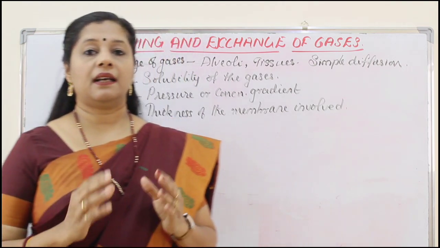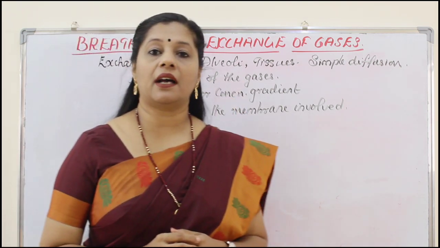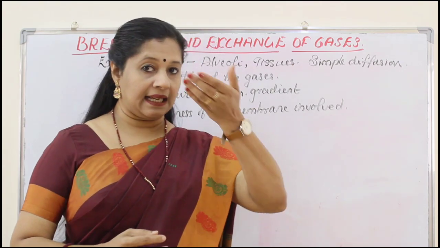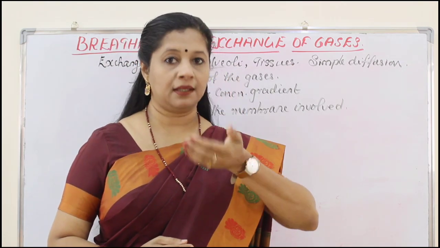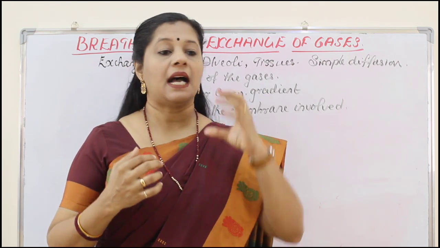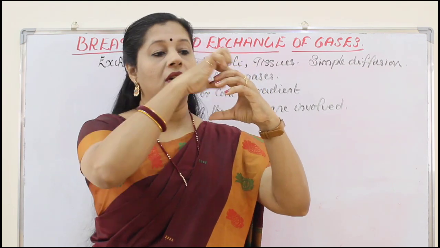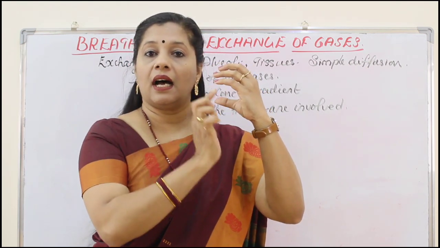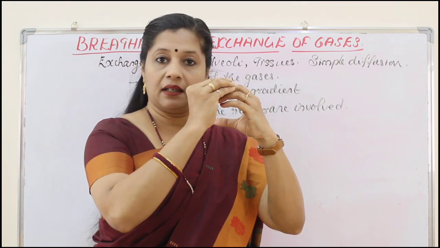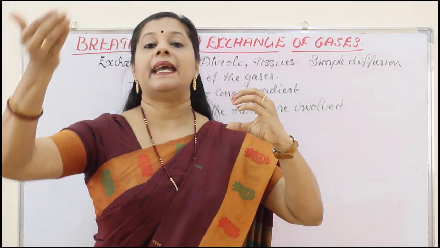The first site of exchange of gases is the alveoli. Alveoli are known as the primary gas exchange site, because when I am inhaling, the air is going through my conducting part of the respiratory system and finally it is reaching and filling inside the alveolus. On the surface of the alveolus, what is there? Our blood vessels. So oxygen will go to the blood, and from the blood carbon dioxide will come and fill in the alveoli and it will be exhaled out.